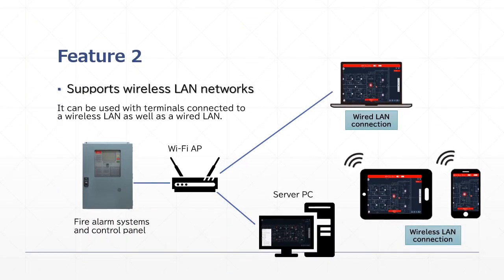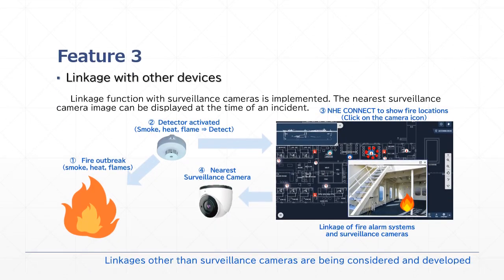NHE CONNECT also supports wireless LAN. It can be used not only on wired LAN, but also on terminal devices connected to wireless LAN. In addition, it can work with other equipment as well as fire detection equipment. For example, you can display the footage of the surveillance camera closest to the detector. In the future, we will continue to develop so that it can be linked with equipment other than surveillance cameras.